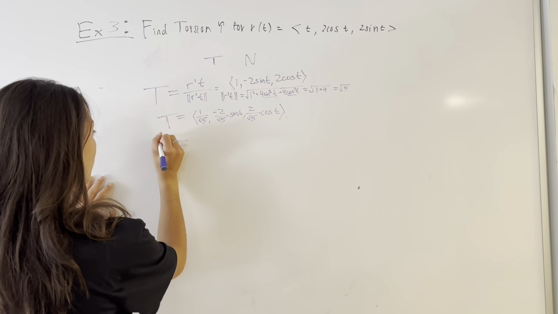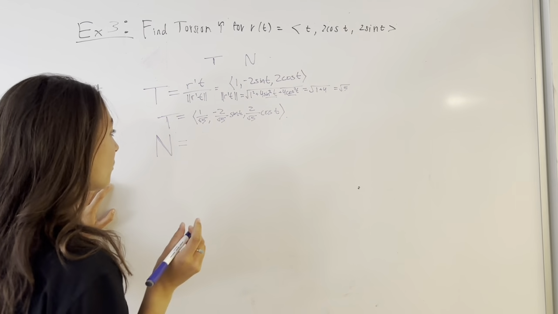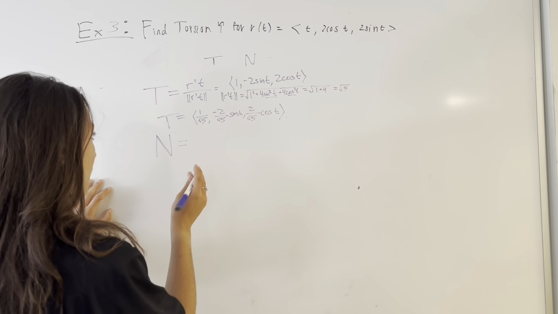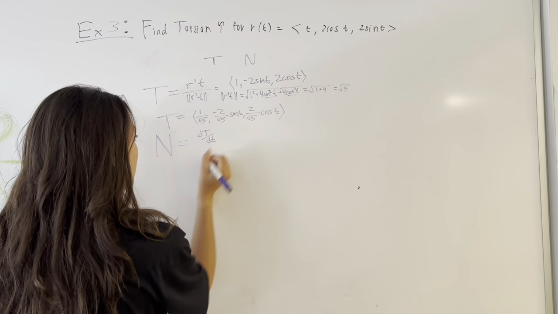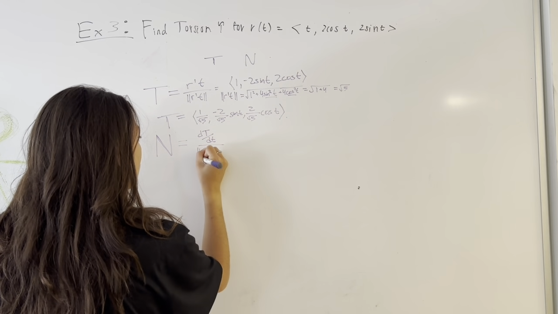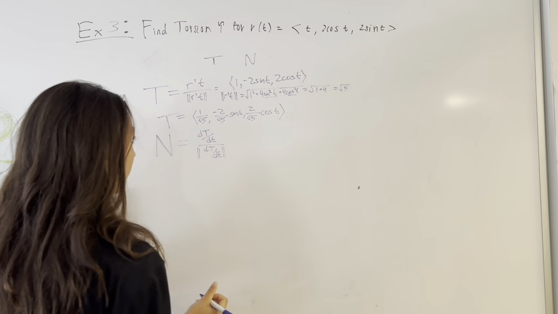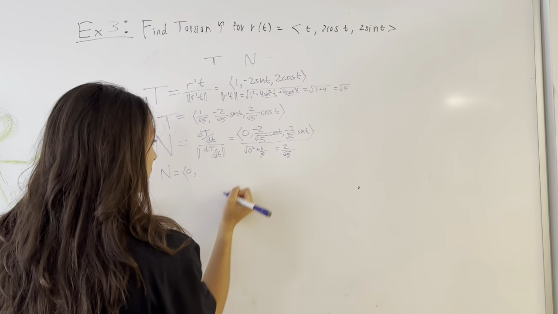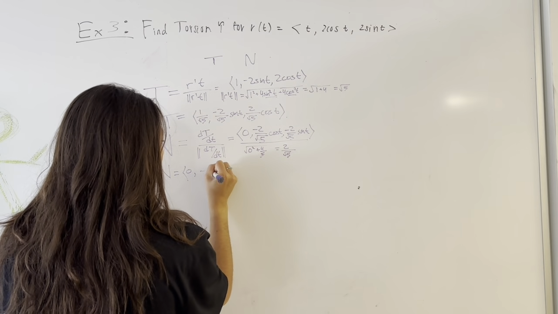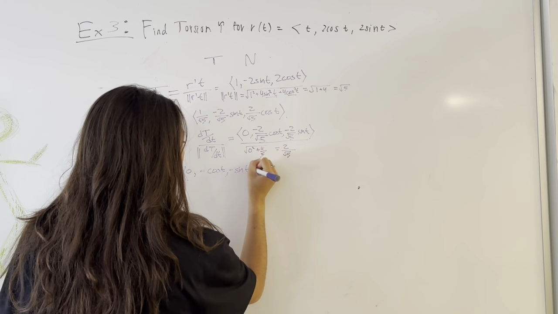The next thing to do is find N, the unit normal vector. Katrina already derived the chain rule for this. So we know that N is going to be equal to dT with respect to t over the magnitude of that vector. All right, so let me find that. 0, negative cosine t, negative sine t.